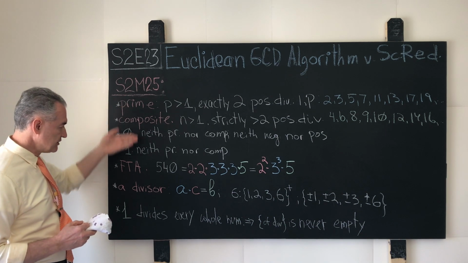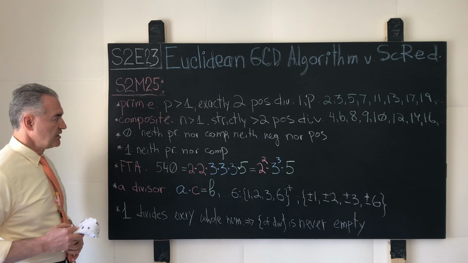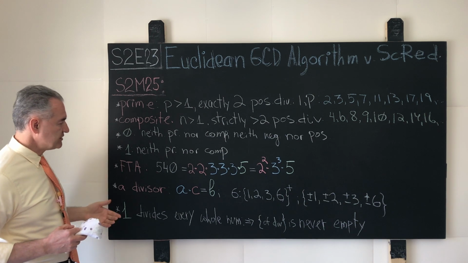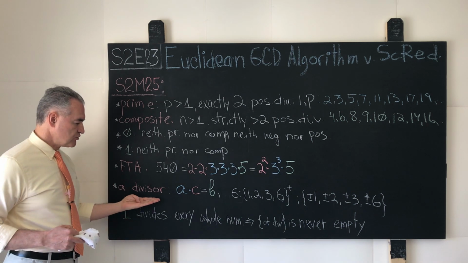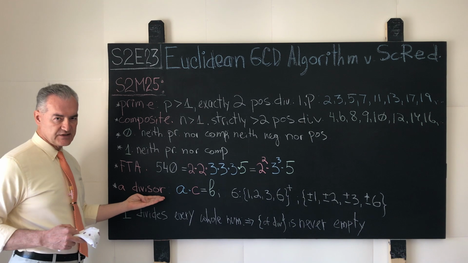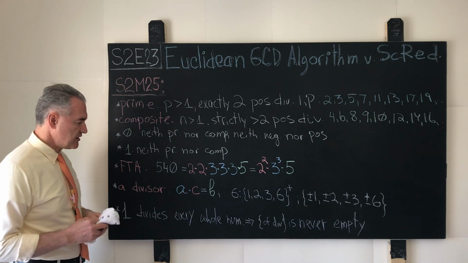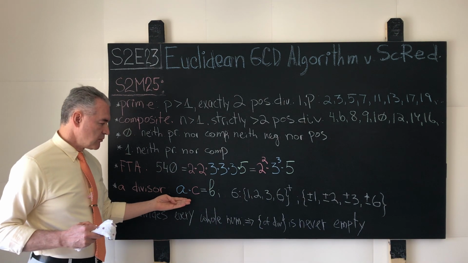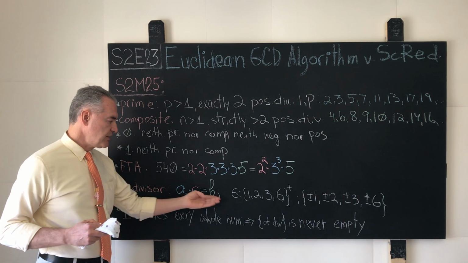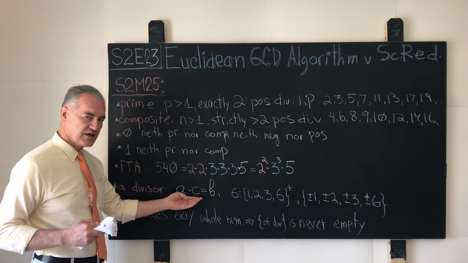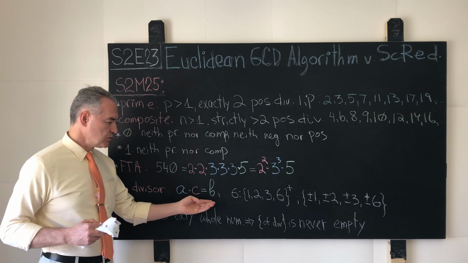And it is interesting that all this information, prime, composite, the fundamental theorem of arithmetic, is framed in terms of a notion known as a divisor. So here we say that a number A divides a number B if for the numbers A and B there exists a number C such that A times C is equal to B.